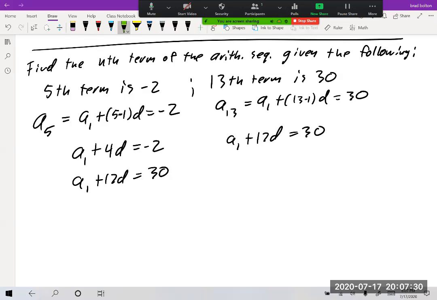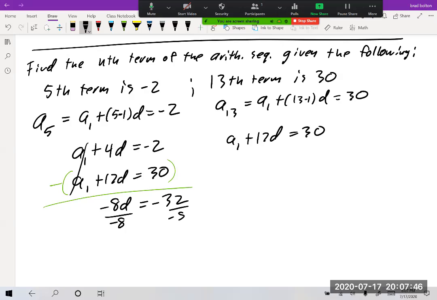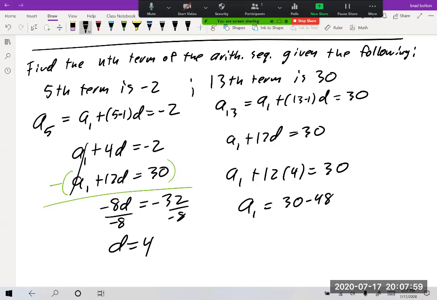And now once again, I'm just going to subtract this whole bottom row. So these will cancel, and we'll be left with negative 8d equals negative 32, I believe. Yeah. So then divide by negative 8, divide by negative 8. So d is equal to 4. So the common difference is 4. So a sub 1 plus 12 times 4 is equal to 30. So a sub 1 is equal to 30 minus 48. So a sub 1 should be negative 18.